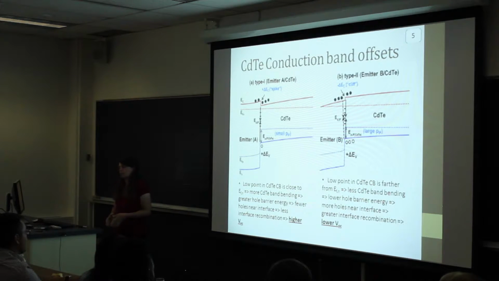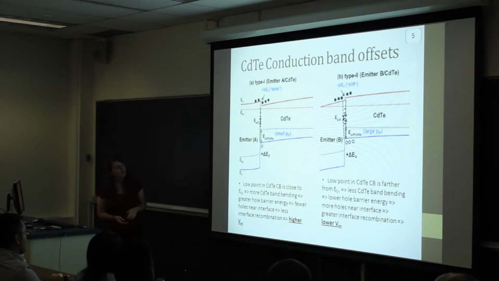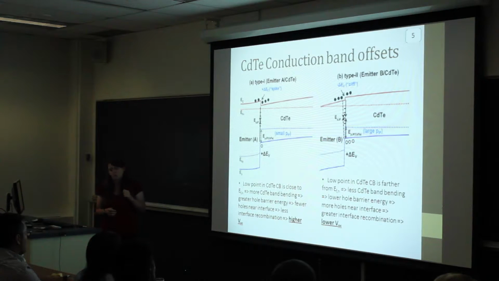So the reason MZO has a higher efficiency: type 1 is what MZO would be. As you can see, the band aligns better with the cadmium telluride. Type 2 would be like your cadmium sulfide and cadmium telluride, so the bands don't align as well. And what that means is you'll have less chance of recombination, and so with MZO, you'll have a higher voltage from that.